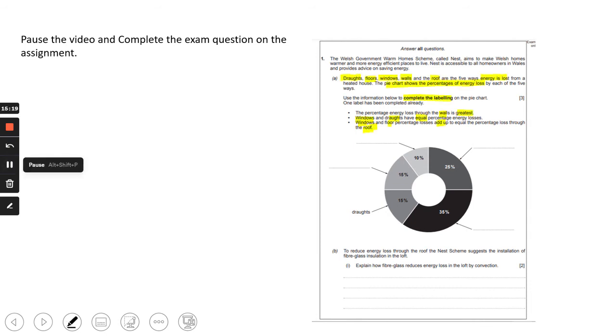Okay, as you can see, I've highlighted the important bits of information. This is a really good way of answering exam questions because it means you'll never miss out key information and you always know what you're doing.